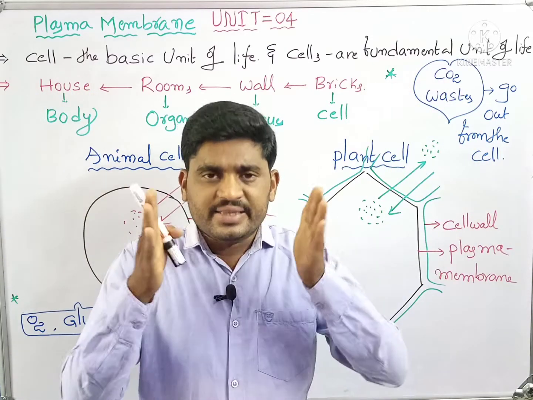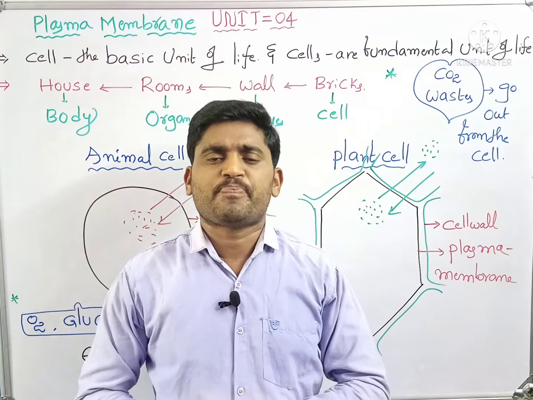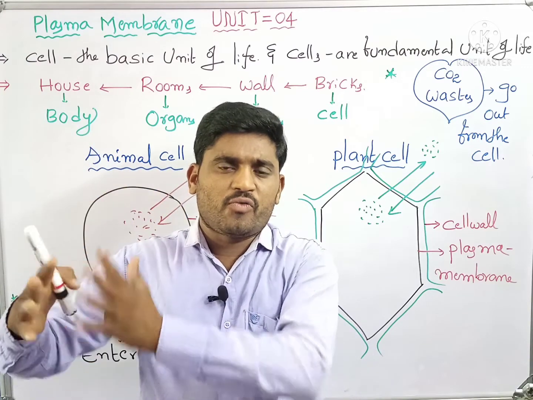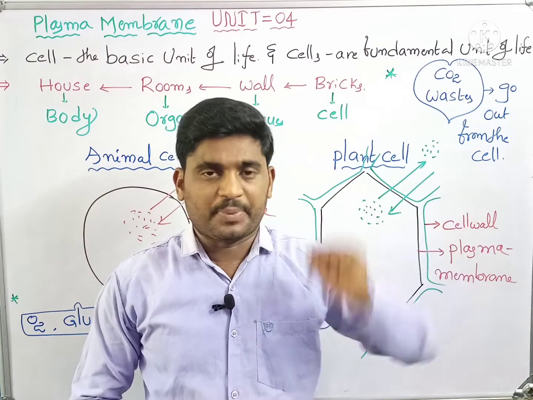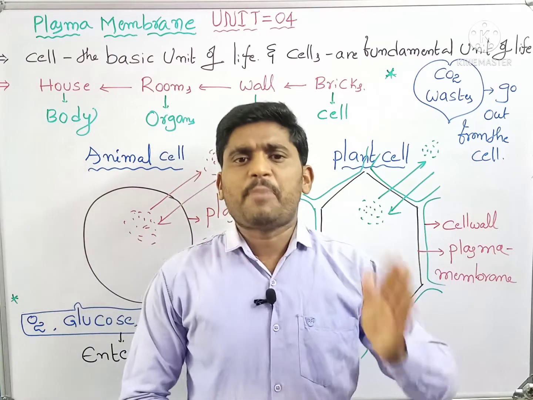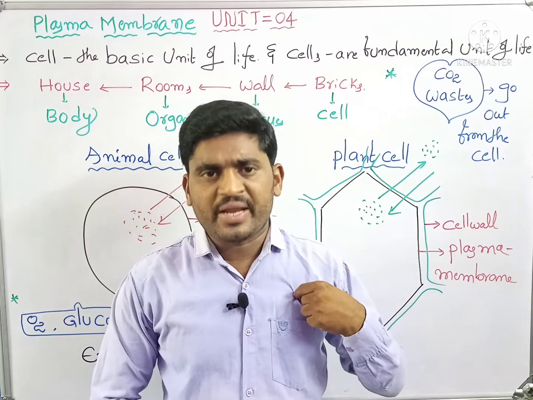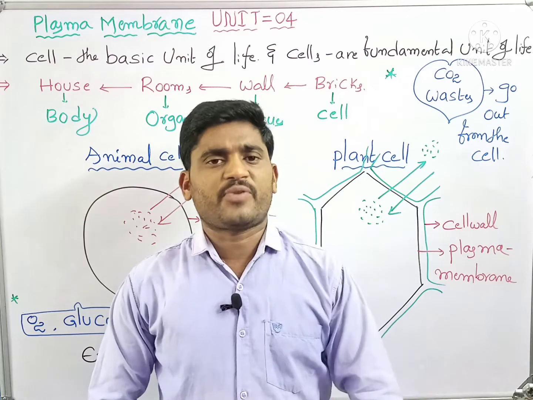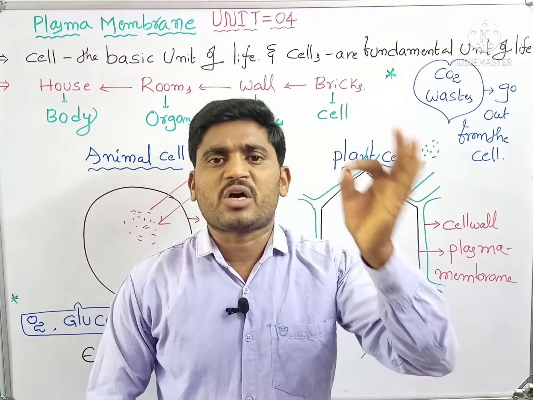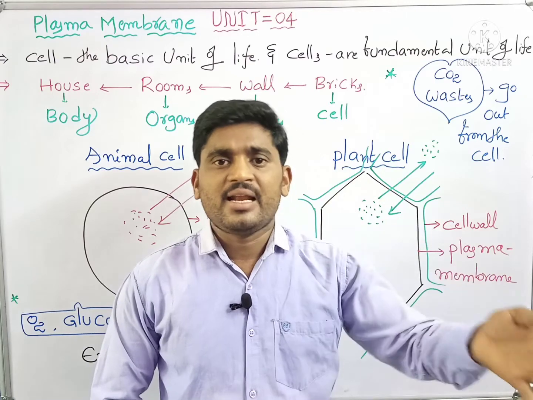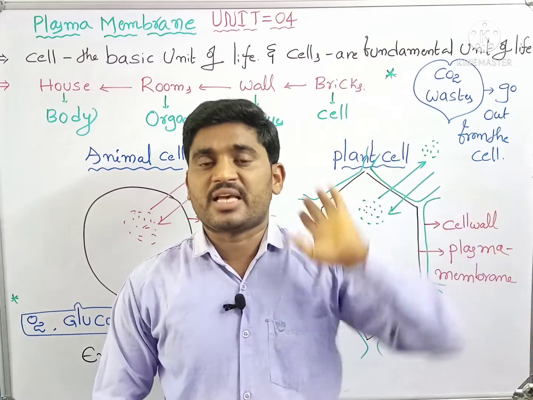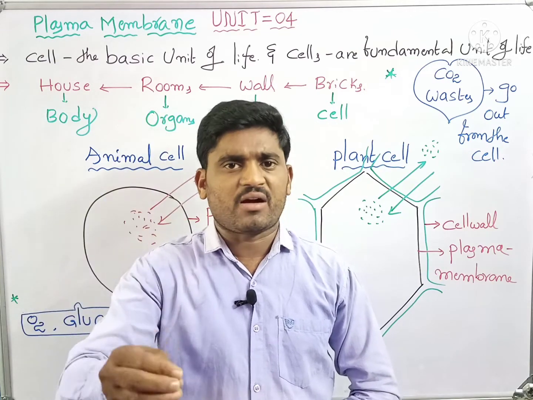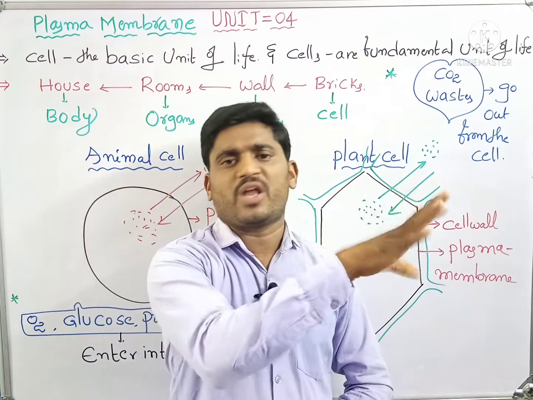In the same way, groups of cells form tissues. These tissues form an organ. These organs form an organ system. Finally, one organism is developed. So that's why every plant, every animal, including human beings, is made up of a number of cells. So cell is the basic unit of life, and the structural and functional unit is the cell. Why? Because generally all organisms are made up of cells.